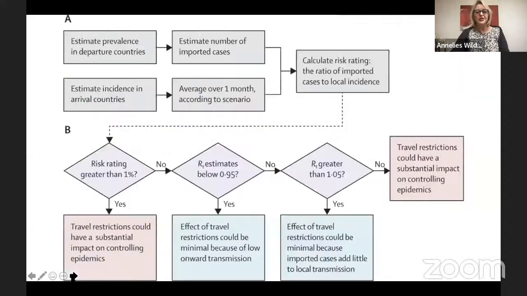So do travel restrictions still make sense? Let's look at this algorithm. We need to know the epi situation in the departure and the arrival countries. If there's no difference between departure and arrival countries, then travel restrictions make no sense. And this was the rationale for the travel hubs and the travel bubbles, and also Europe opened up within itself. If you bring one case in and bring one case out, it doesn't matter. However, if a country has indeed a much lower incidence or has a zero COVID policy, then travel restrictions, and in fact, very stringent and strict travel restrictions do make sense.